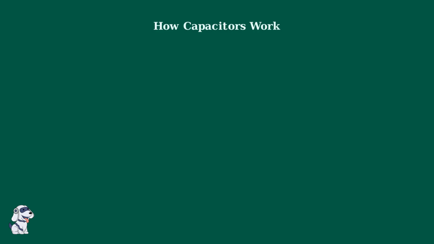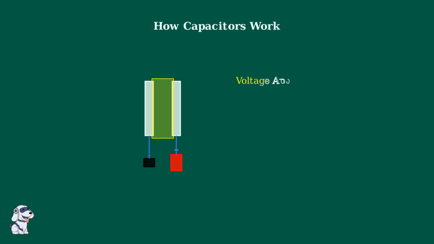Now let's explore exactly how capacitors work. Understanding this process is crucial for grasping their role in electronic circuits. When we connect a capacitor to a voltage source, something fascinating happens. Let's start with a simple circuit containing a capacitor and a battery. When voltage is applied across the capacitor, electrons begin to flow in the external circuit. This creates an imbalance of charge on the capacitor plates.